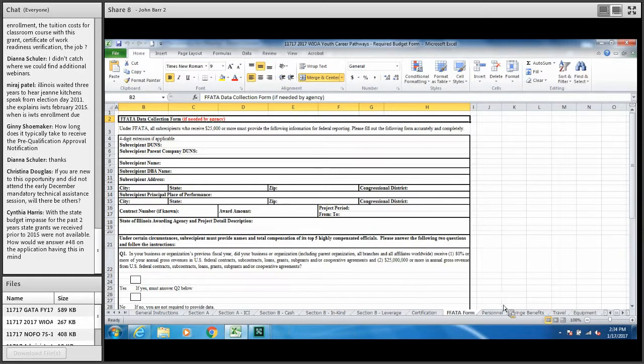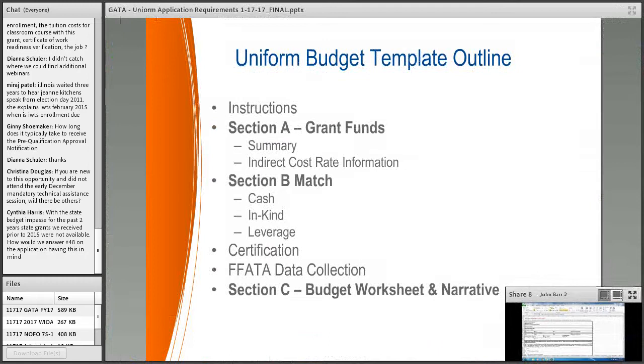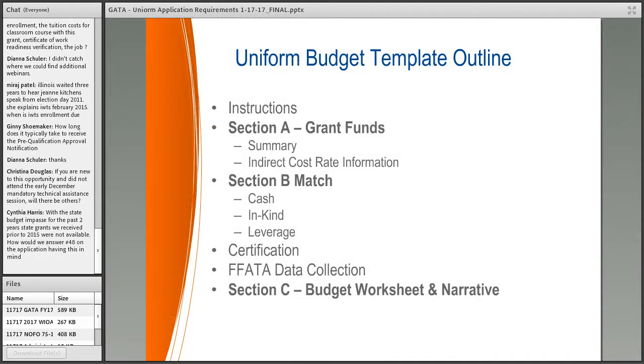So I'm going to go ahead and stop sharing my screen now, hopefully. And Chelsea, can you tell me, are we back to the presentation? Yep, we are. Great, thank you very much.